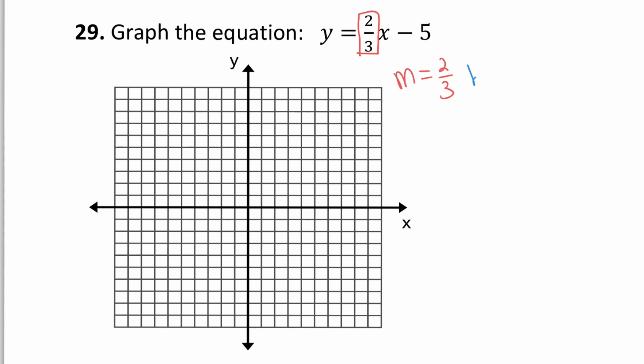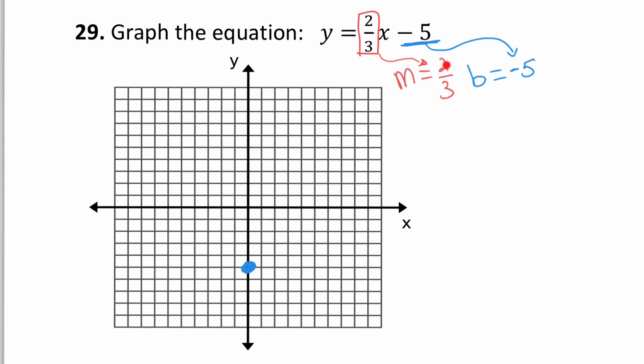The y-intercept is going to be your b value, and that's a constant, the number with no variable. So we have a -5. So the slope is 2 over 3, that is your rise and the run, and the y-intercept is -5. So on the graph, you guys start with the y-intercept. So on the y-axis, -1, 2, 3, 4, 5. So there's the y-intercept.